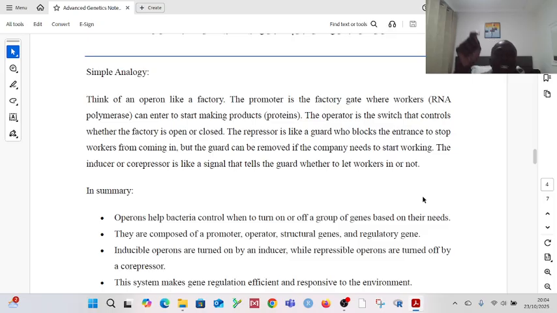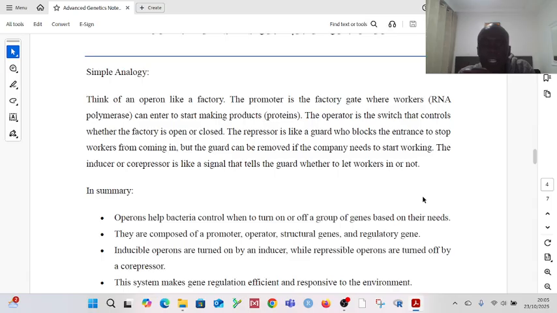When the RNA polymerase has come in, it reads the genes, then makes protein. But like the worker, if you go to enter the university and find the gate closed, the security guard at the gate tells you you cannot enter, you will not be able to work, to study, or to attend lectures. So using this analogy, you can easily understand what the promoter does, what the operator does, and what the repressor does.